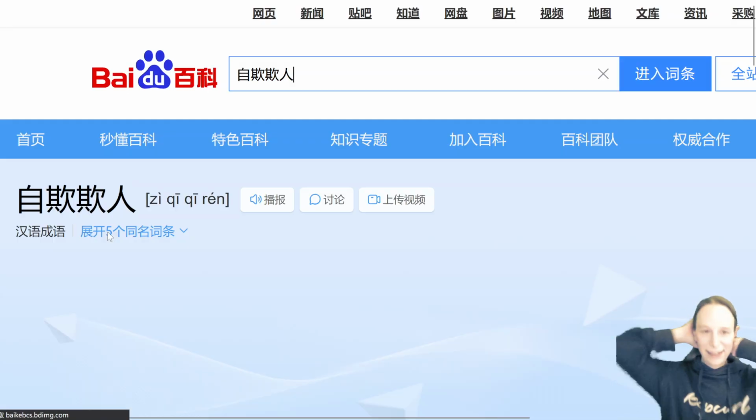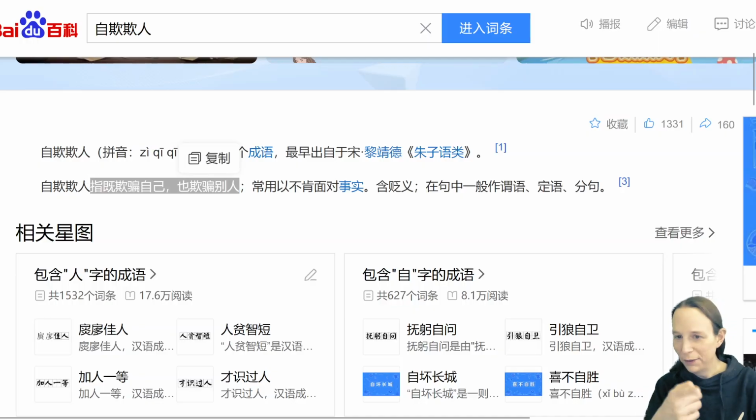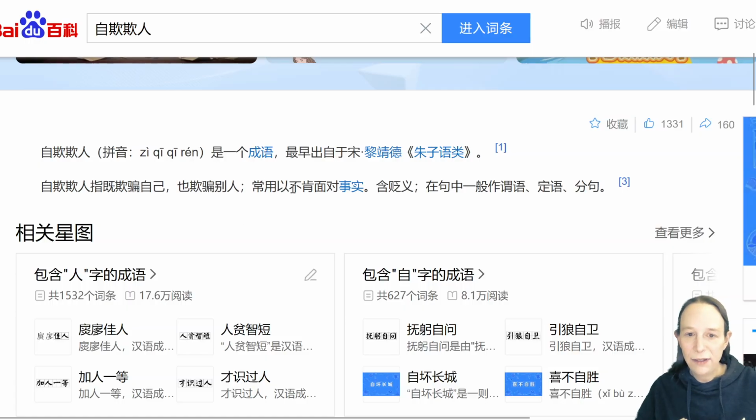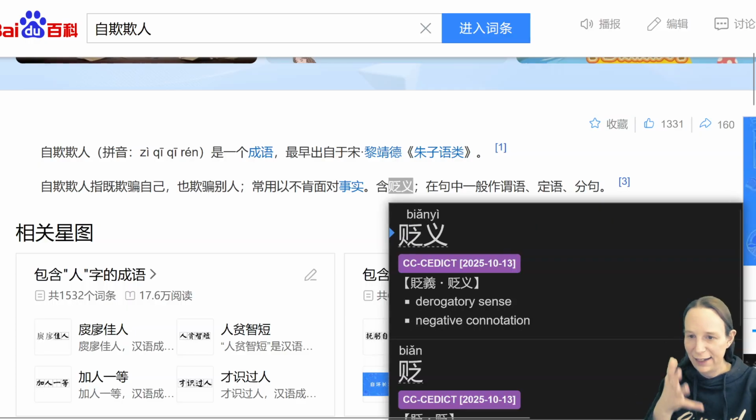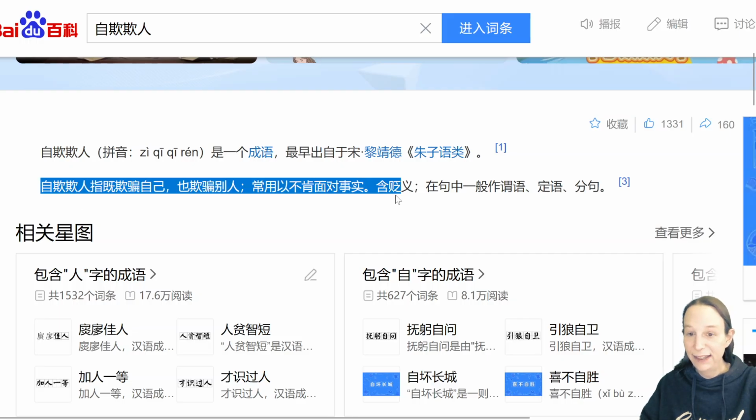I don't want an AI one. Let's look at an authoritative source. 既欺骗自己，也欺骗别人. No, so this is closer to what's in this dictionary, right? That's that one. 常用以不肯面对事实，含贬义. Yeah, so this is negative. So it's a negative sense. So han meaning contain, right? So it's a very negative thing. Yeah. So this is different to the dictionary.